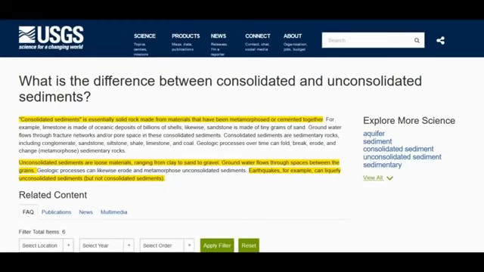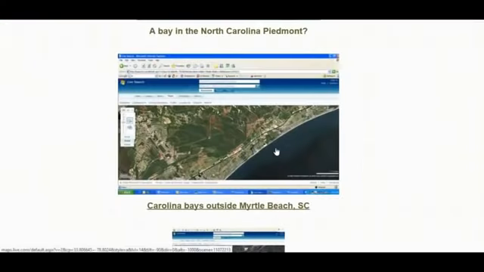I wanted to surf a little bit here, some of the Carolina Bays. Let's take a look at some of the ones outside of Myrtle Beach, South Carolina.